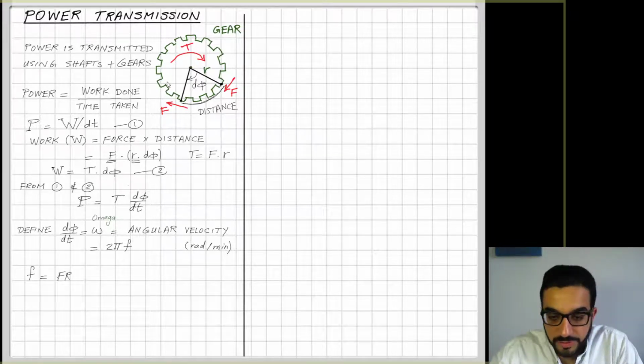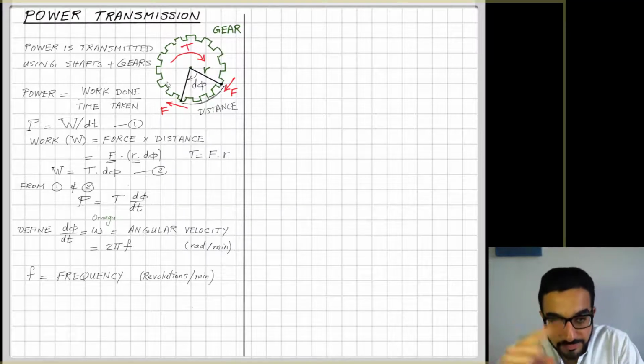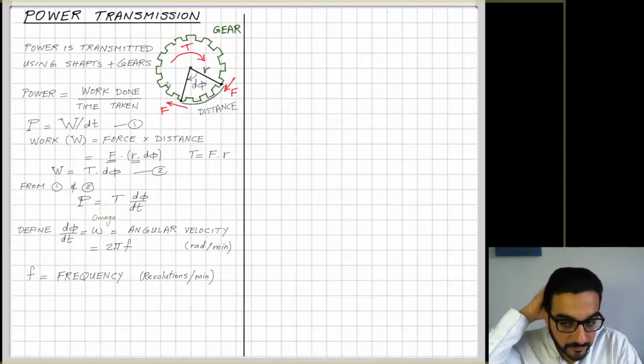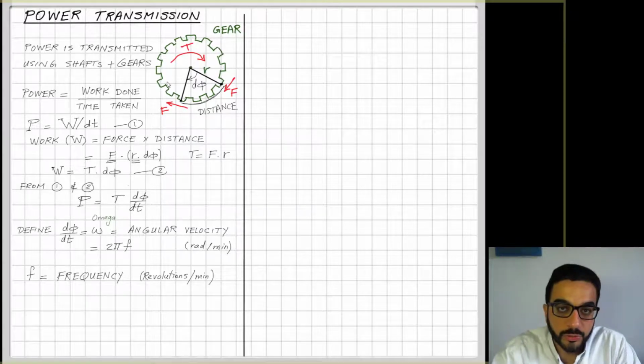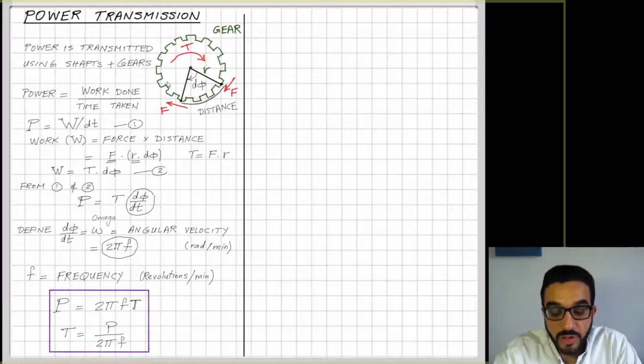So what is frequency? f is frequency, and it's measured in revolutions per time unit, so maybe revolutions per minute or per second. It's how many full circles this gear does, and in every circle or revolution you're doing 360 degrees, or in radians it's 2 pi. So going back to angular velocity, we're measuring radians per minute. It's equal to 2 pi times f. Now I go back to the formula I have. d phi over dt is equal to 2 pi f. So now my power is equal to 2 pi f T.